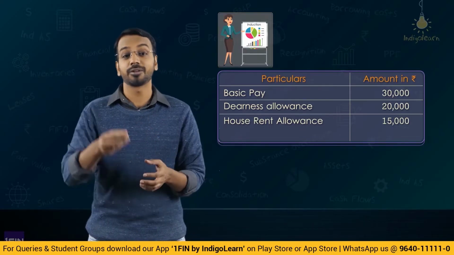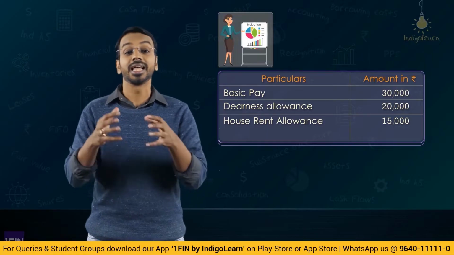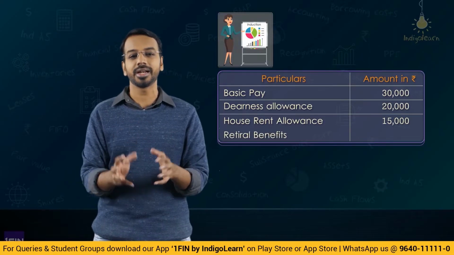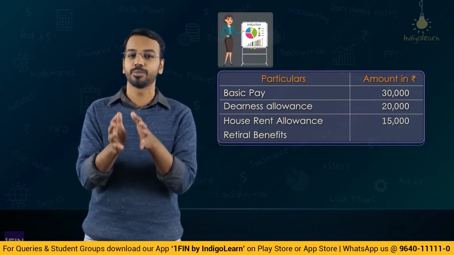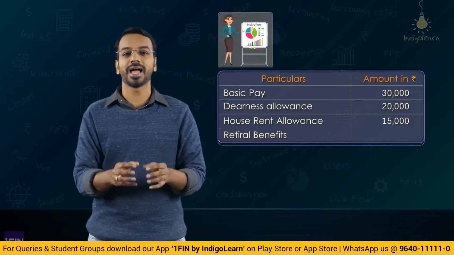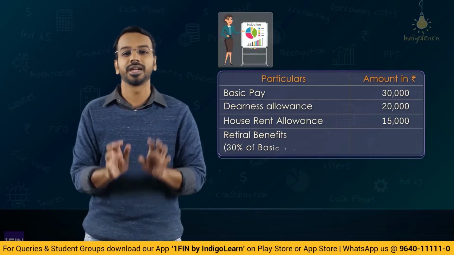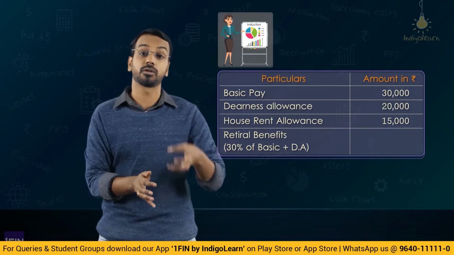Then apart from that, one of the components which the company included as a part of CTC was retirement benefits. The company said 30% of your basic plus DA, that is for a basic salary of 30 plus DA of 20, that is 50,000, is your retirement benefit related portion, right? Now 30% of that comes to how much? 30% of 50,000 worked out to 15,000.